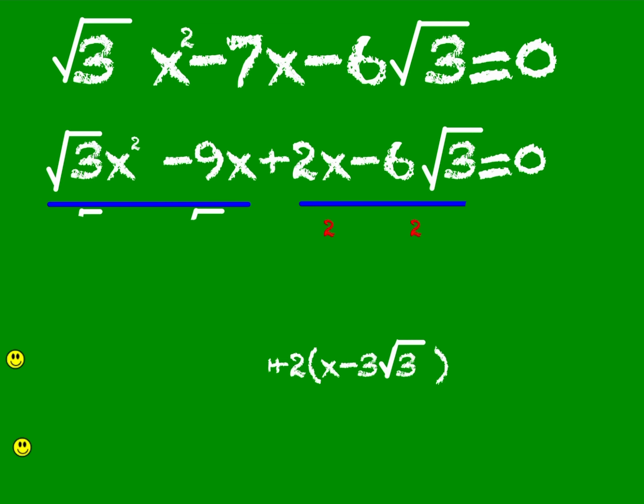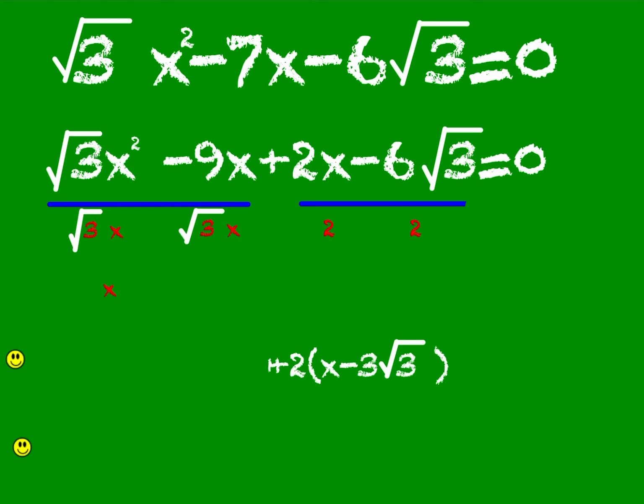Now, from this parenthesis, I can understand what the common factor is. If you look at the first term, it should be at the end of my calculation here: x. So square root 3 times x times x equals square root 3 times x squared. Can you see? It means my common factor for these two terms is square root 3 x.